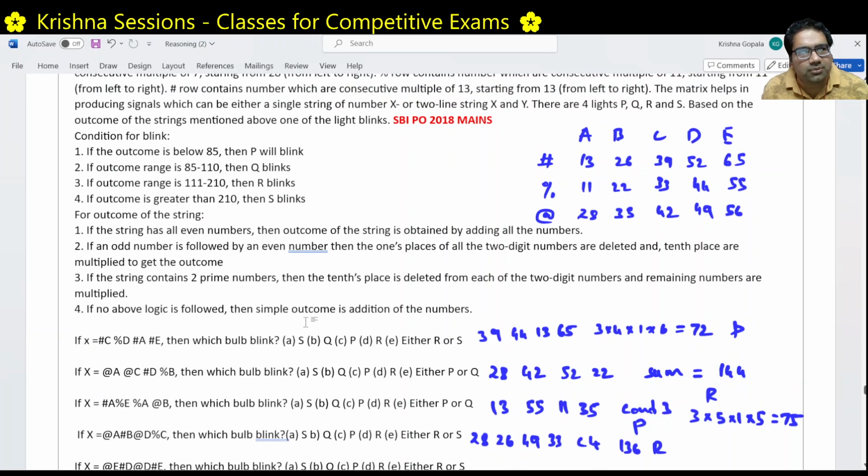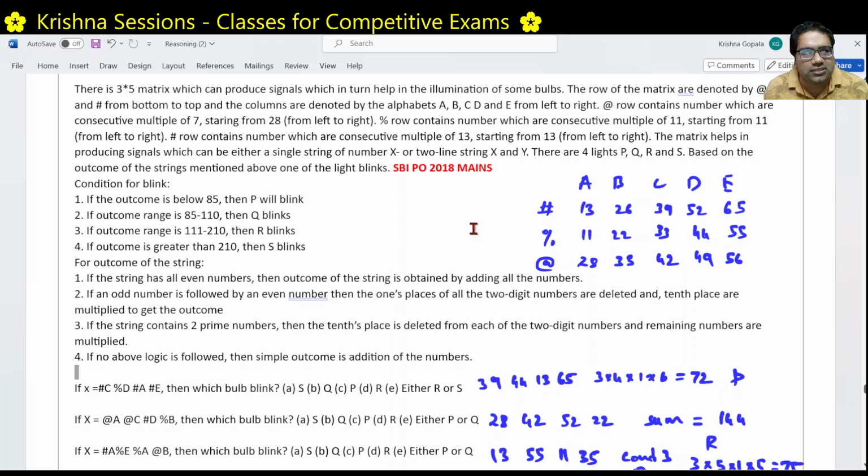So this is a straightforward problem. It doesn't take much time either. We just need to be very careful in calculating these outcomes.